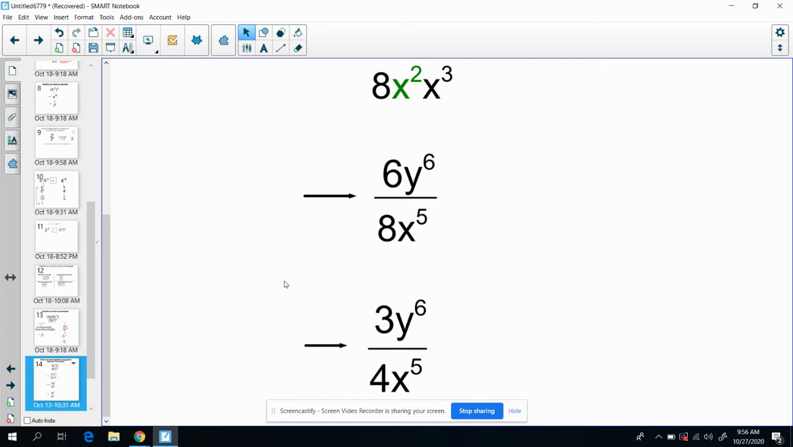So these were just kind of a few examples using those properties. Feel free to rewatch those. And today's assignment is going to deal with problems and exponents and using the properties that we've learned.